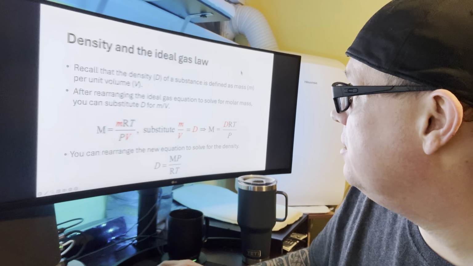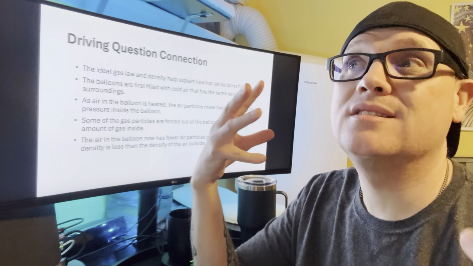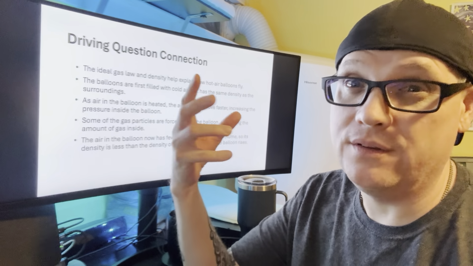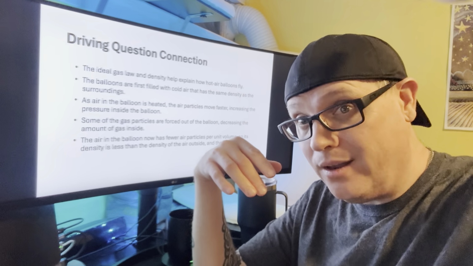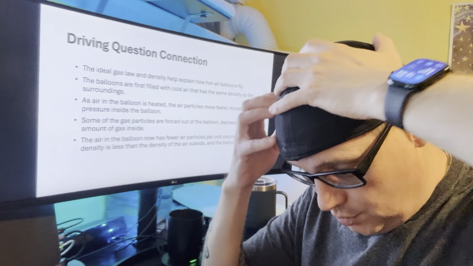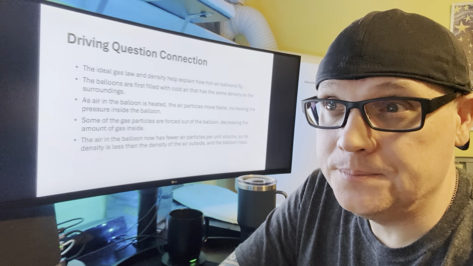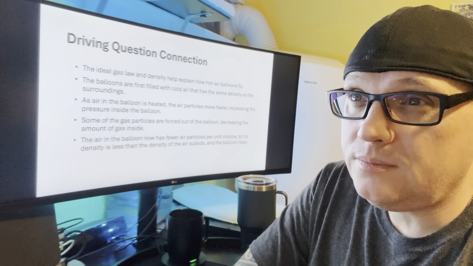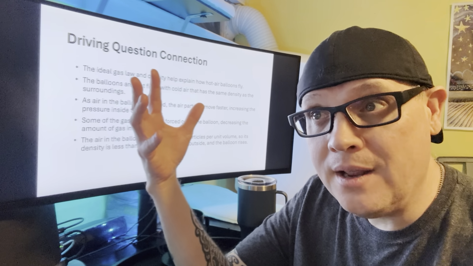We're not going to do a lot of those, but you just want to know that there are applications of this ideal gas law. It's not just solving for temperature, solving for pressure and volume. There's actually higher order thinking here that we can use to figure out different kinds of systems of study. So ideal gas law and density help us explain hot air balloons and how they fly, right?